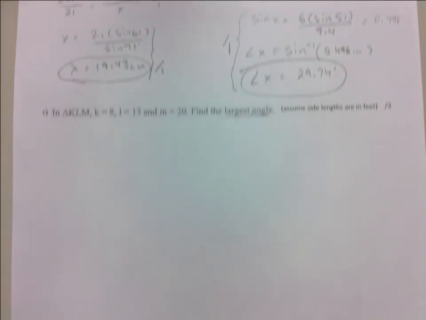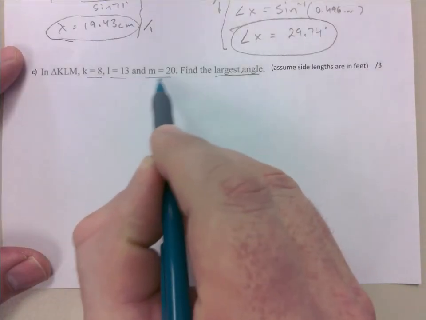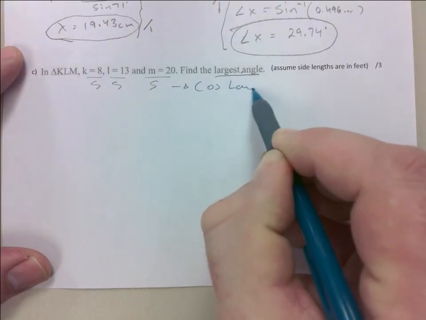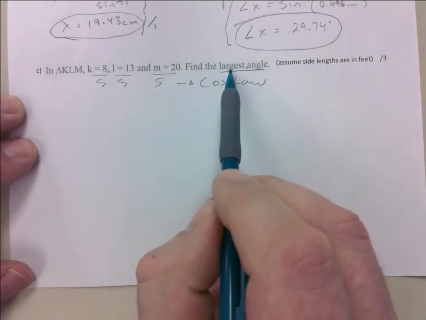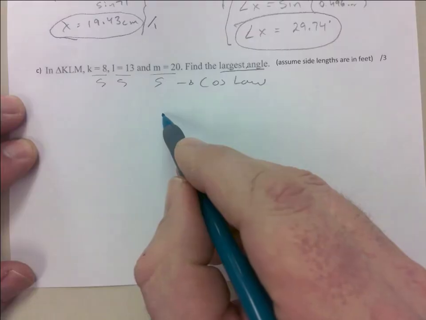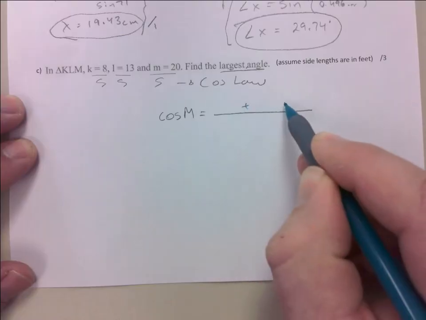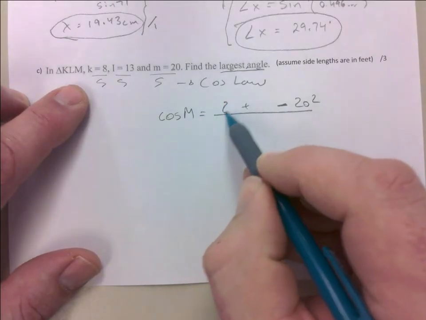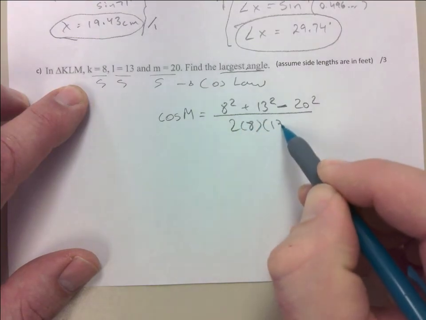Okay. Next, we have a. You can identify that this is side, side, side, right? So this is cosine law. You don't even have to sketch it, right? But the largest angle is going to be across the longest side, right? So if you want to, you could just go cosine of m. You just make sure this one is back here, and then it's 8 squared plus 13 squared, 2 times 8 times 13.